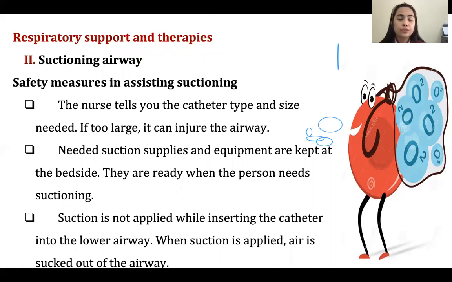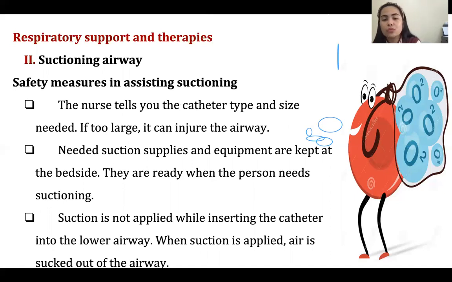Then the nurse tells you the catheter type and size needed. If the tube is large, you also need to use a suction catheter which is large. Then needed suction supplies and equipment are kept at the bedside.